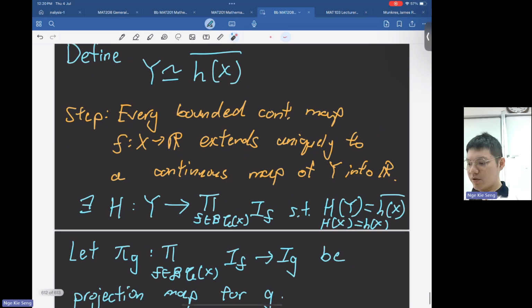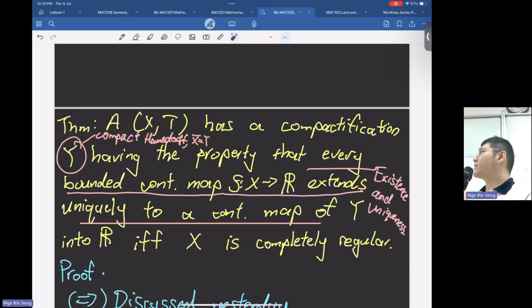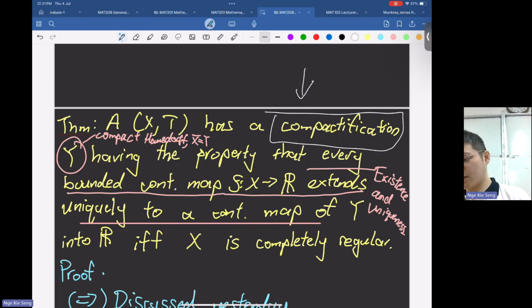Okay, good. So we have this theorem here, right? This kind of special configuration here such that every bounded continuous map can be extended uniquely. This kind of compactification is what we define as a Stone-Cech compactification. So this special compactification here we call it a Stone-Cech compactification.